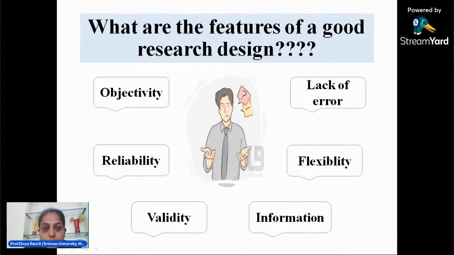Next one is information. Whenever you are preparing a research design, it should have adequate information regarding all the things you are going to do in a research. Next one is flexibility. At any point of time, if something is missing or something has to be slightly modified in order to adjust to the scenario, the research design should be such that you can do that. And lack of error is also very important in a research design. If there is error, that will affect our research results. So these are the features. Next slide, please.